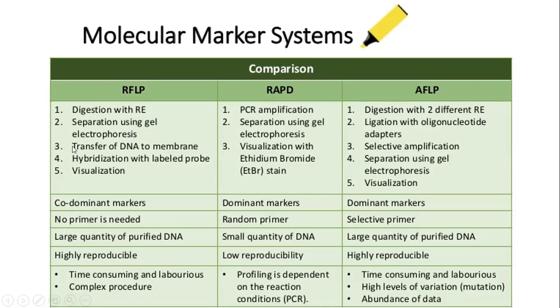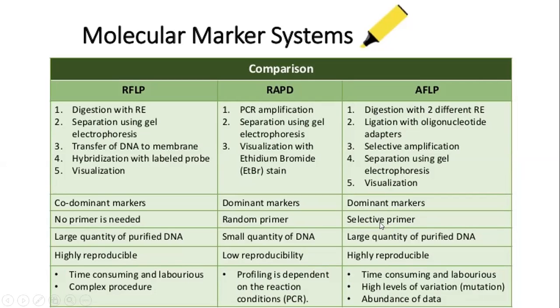RFLP is a codominant marker, while these two are dominant markers. You may not find two bands given the alleles; you always find only one band in these techniques. As mentioned, there is no primer in RFLP, while PCR is required for these two. In AFLP, you will have a selective primer. You already know the primer, and you will design it yourself.